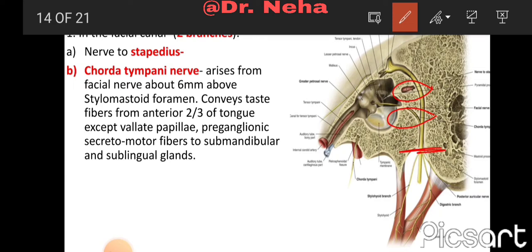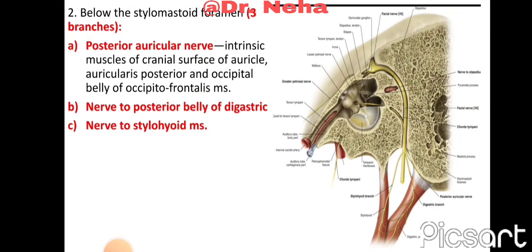It conveys taste fibers from the anterior two-third part of the tongue, except the vallate papillae, and preganglionic secretomotor fibers to the submandibular and sublingual glands.